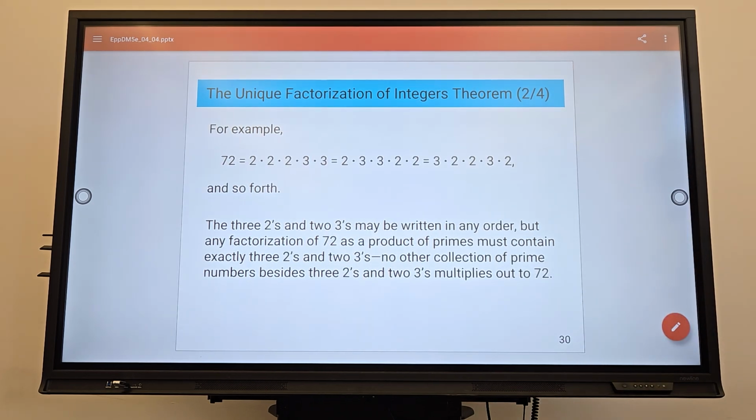For example, 72 equals 2 times 2 times 2 times 3 times 3, or other ways of writing it with the primes in different order. The 3 2's and the 2 3's may be written in any order, but any factorization of 72 as a product of primes must contain exactly 3 2's and 2 3's. No other collection of prime numbers multiplies out to be 72.